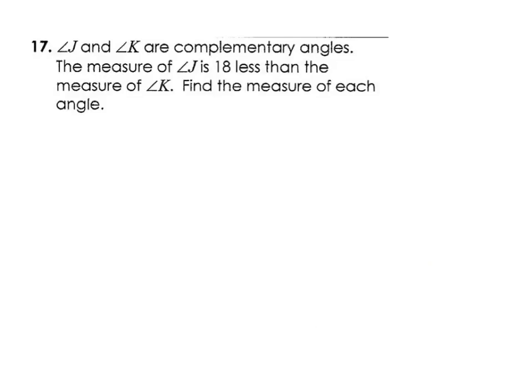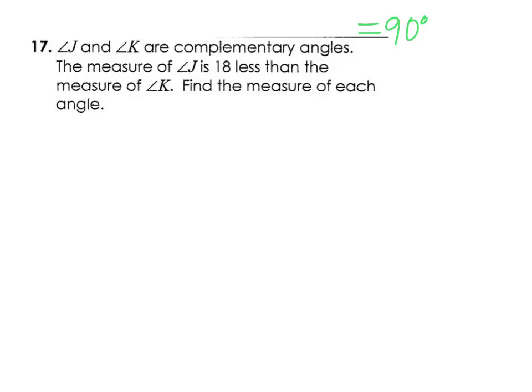All right, number 17, a little bit of a trickier, wordy problem, but do not be intimidated by it. Read it one step at a time, represent it with mathematical equations and symbols, and then solve for the missing variable. All right, so J and K are complementary angles. We know that means when we add them together, it equals 90 degrees.